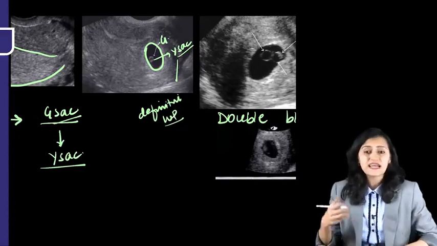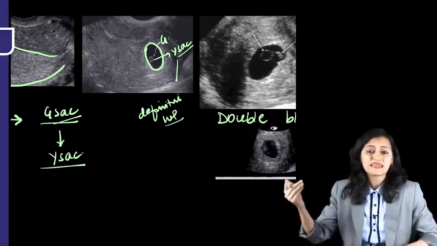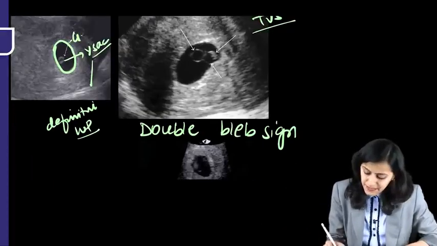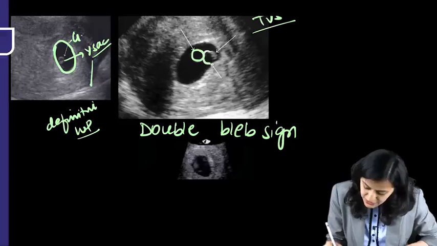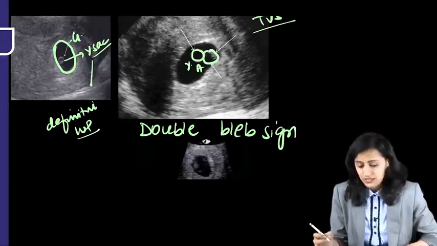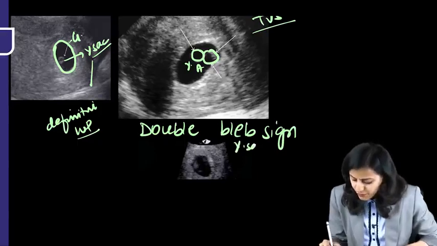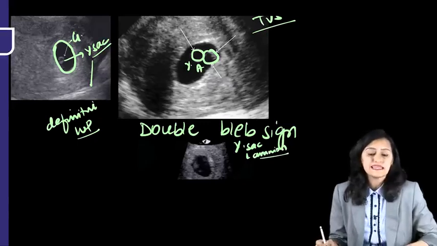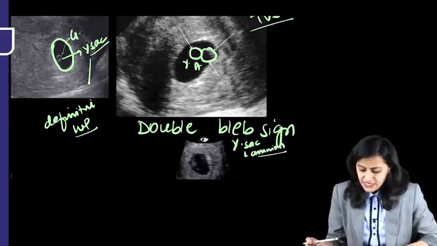Now after the yolk sac, we have the embryo, the fetal pole and the amnion coming in, and what gives the double bleb sign here is these two circular things that you see here. One is the yolk sac and the other is the amnion. So remember that the double bleb sign is formed by the yolk sac and the amnion, as in one of the previous INI-CET exams.